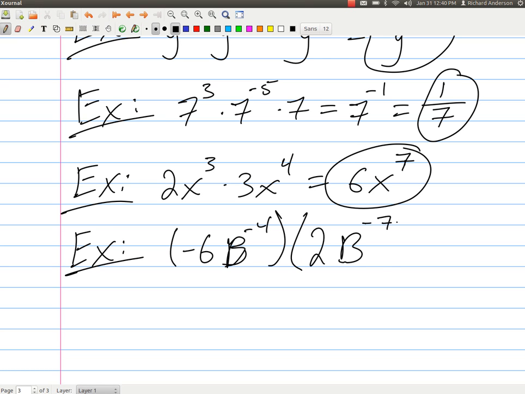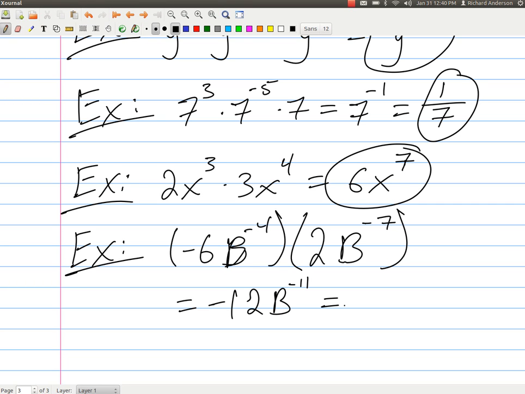Okay. I'm sure that a lot of us remember this, but just be sure that you know that a negative 6 times a positive 2, or a negative times a positive anytime, is going to equal a negative. So negative 6 times 2 will give me negative 12. Then, with the b's, I just add their exponents. Negative 4 plus negative 7 gives me b to the negative 11th power.